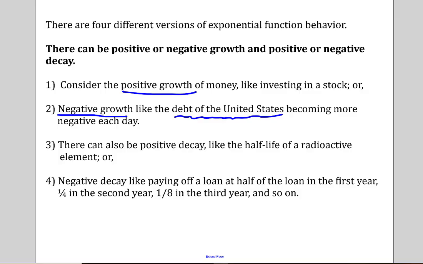We can have positive decay, like when you have the half-life of a radioactive element. You start off with a lot of radioactivity, and then that declines. And we can have negative decay. That would be like paying off half of your loan in the first year, and then a quarter in the second year, and an eighth in the third year, and so on and so forth. If you followed that pattern, you would never really pay it off, but you would get really close to 0.